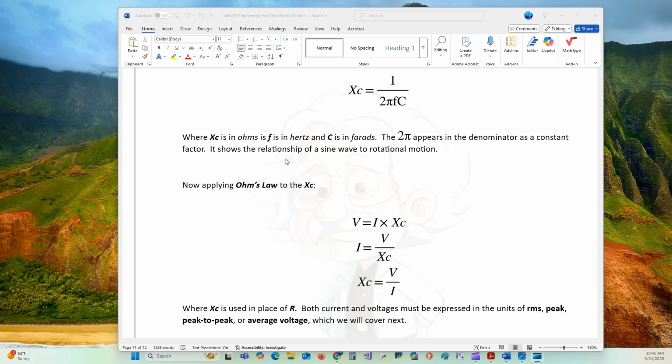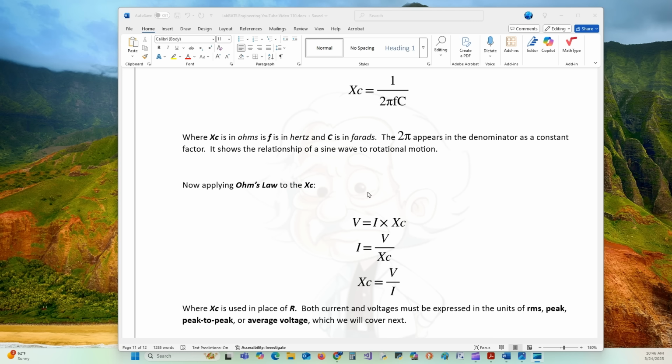It shows the relationship of a sine wave to rotational motion. 2 pi is in radians, and our circle is in degrees, 360, but this is the radian value of a circle of 360 degrees. We do all our calculations in electronics in radians, we don't do them in degrees.